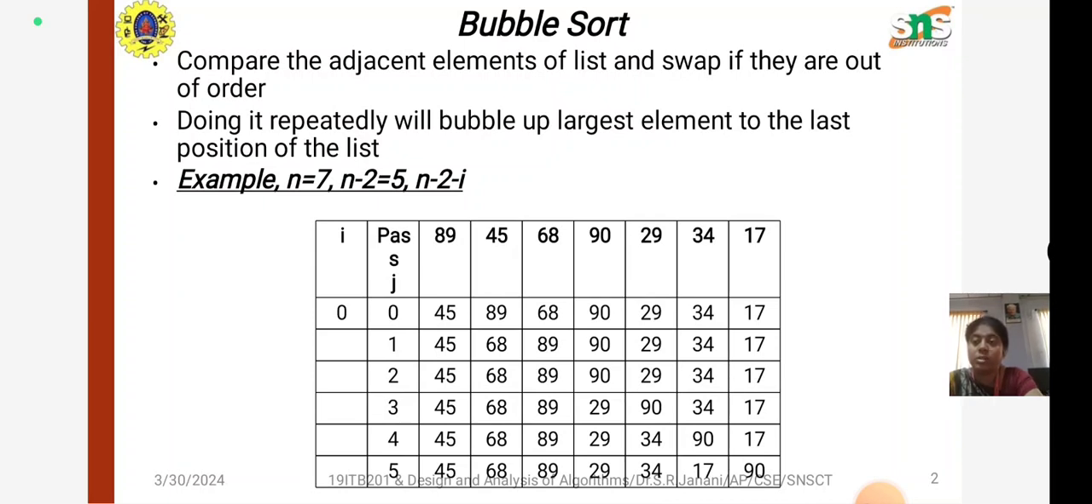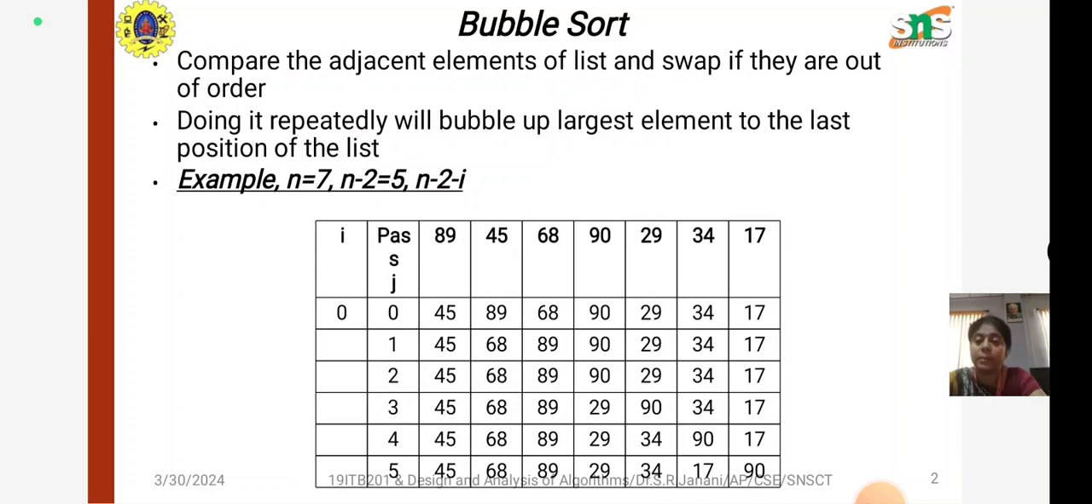So this is the jth pass, the 0th pass. Now we are comparing 89 and 68 in pass 1. 68 is lesser, so we are swapping 68 and 89. In the second pass, again 89 and 90 are compared. 89 is compared with 90 and it is the lower value, so we are keeping the same order.